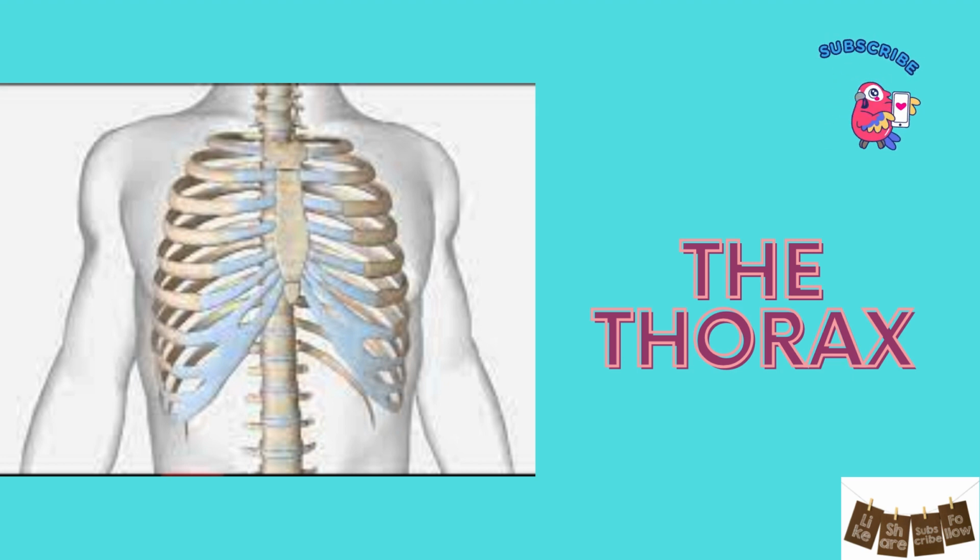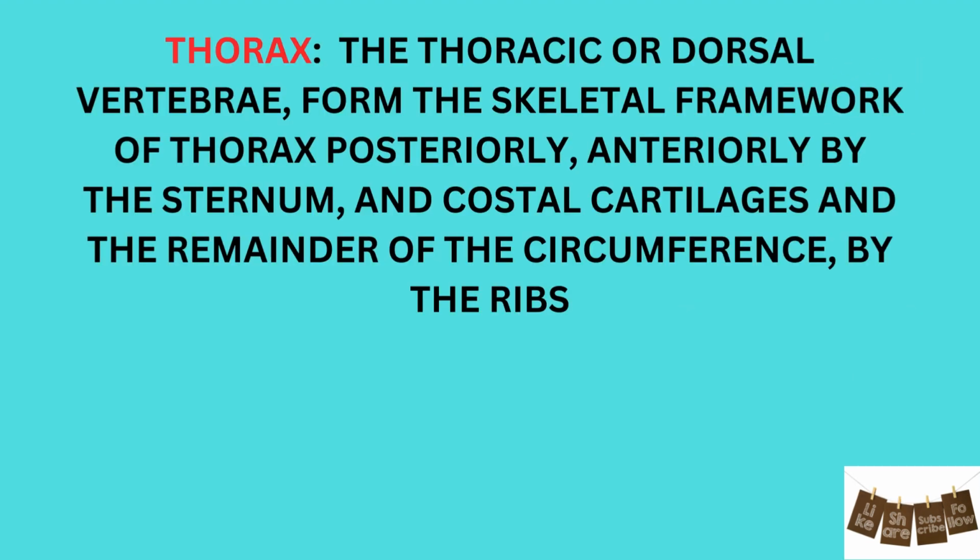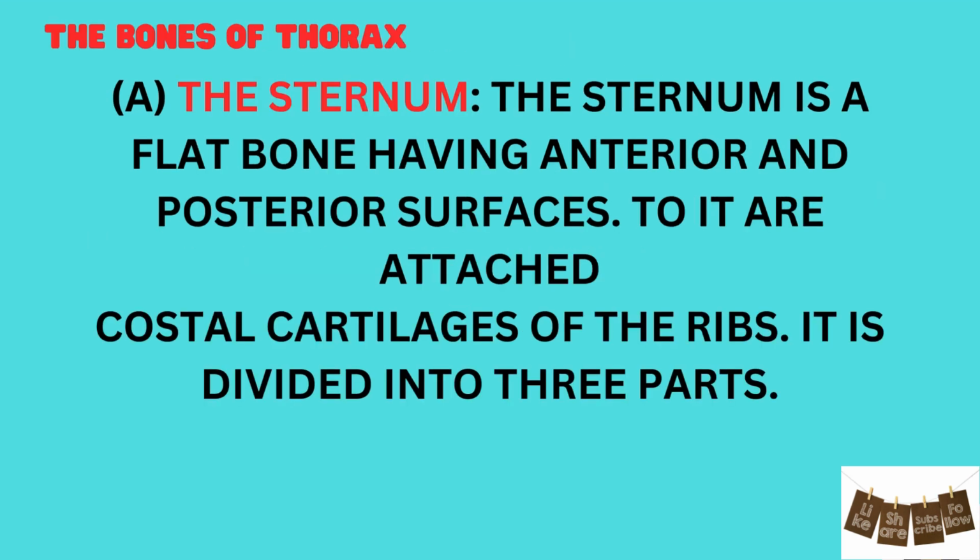The thorax. The thoracic or dorsal vertebrae form the skeletal framework of the thorax posteriorly, anteriorly by the sternum and costal cartilages, and the remainder of the circumference by the ribs.